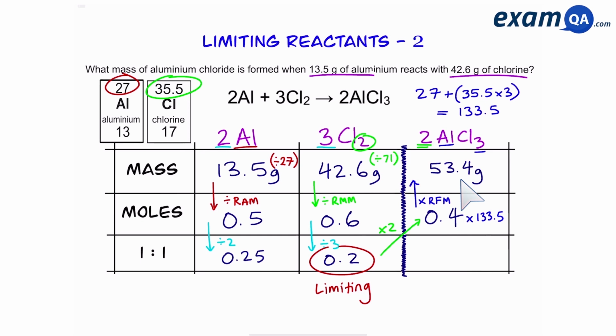So we can see that it's not actually adding them together. If you added 13.5 with 42.6, you would have got the wrong number. Okay. Let's try another question.